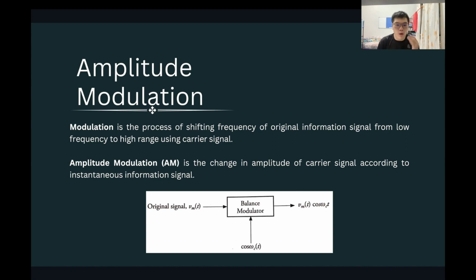Now, let me explain further regarding amplitude modulation. As you know, modulation is the process of shifting the frequency of the original information signal from low frequency to high frequency using the carrier signal. So how does amplitude modulation work? The purpose of amplitude modulation is to change the amplitude of the carrier signal according to the information signal. As you can see in these diagrams, we use the carrier signal and the message signal and pass them through the balanced modulator in order to produce a new signal that has undergone amplitude modulation.